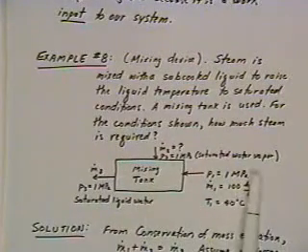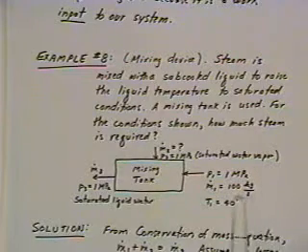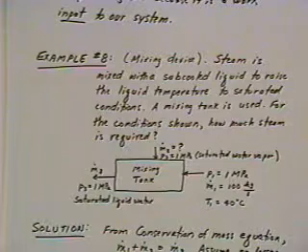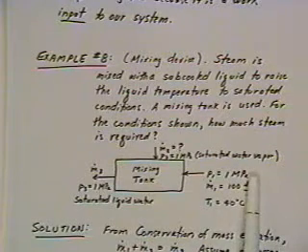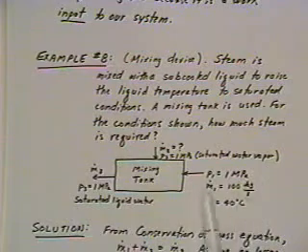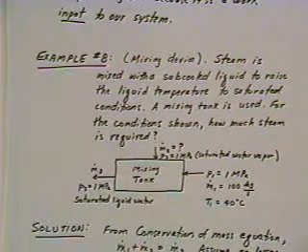We have liquid water that's subcooled, and subcooled means that it actually exists at a temperature below its normal saturation temperature corresponding to the pressure. So we've got 1 megapascal pressure, the temperature is 40 degrees C, and we've got 100 kilograms per second of liquid water that's entering the mixing tank.